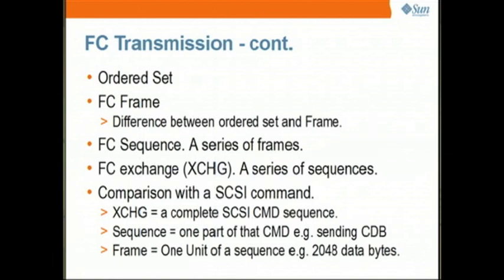So we talked about ordered sets. We talked about the Fiber Channel frame. The difference between an ordered set and a frame is that multiple ordered sets combined together make up a frame. And a Fiber Channel sequence is basically a series of frames which belong to the same sequence. A Fiber Channel exchange is basically a series of sequences, and we did a comparison with the SCSI command, where an exchange is basically a complete SCSI command, the sequences were part of the command, and a frame is one unit of a sequence.